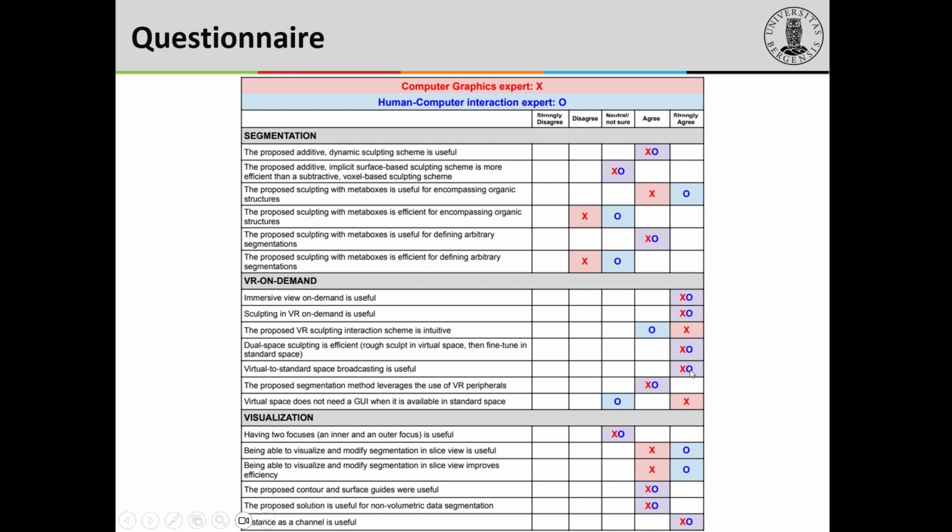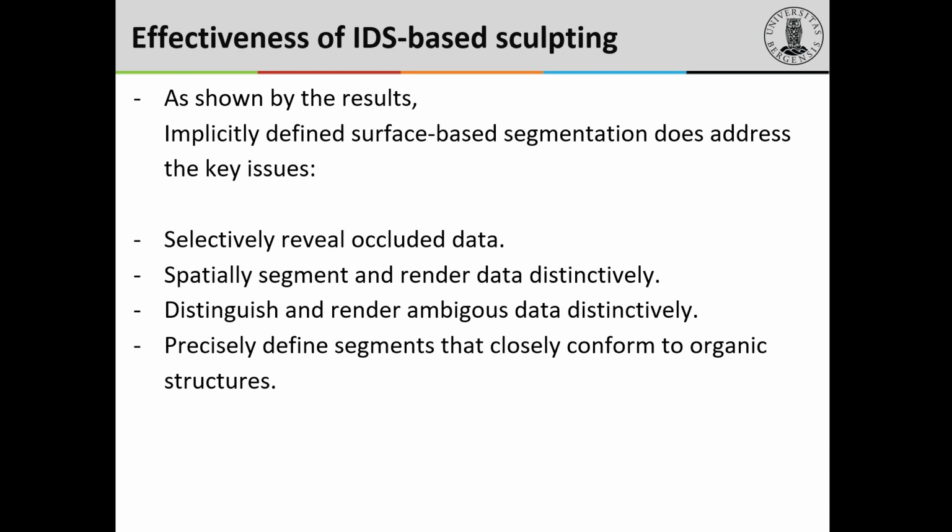They also strongly agreed that virtual to standard space broadcasting is useful. So in conclusion, as shown by the results, my solution will address the key issues. You can selectively reveal occluded data. You can spatially segment and render data distinctively. And you can precisely define segments that closely conform to organic structures.